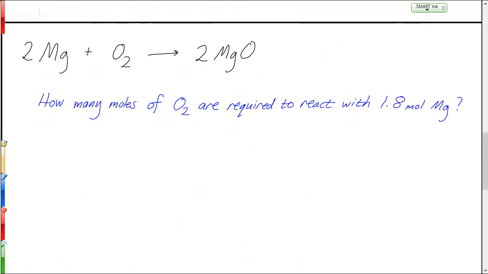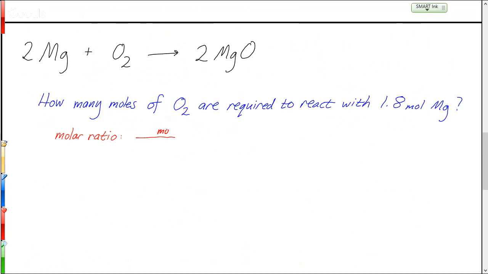So if we just had individual magnesium atoms, that would be easy. We count out our magnesium atoms. It's 2 to 1, so we'd use half as many oxygen atoms, or oxygen molecules. When we're dealing with moles, it's actually the same thing. So we can set up what's called a molar ratio between any 2 reactants in an equation, where we look at the ratio between these 2.